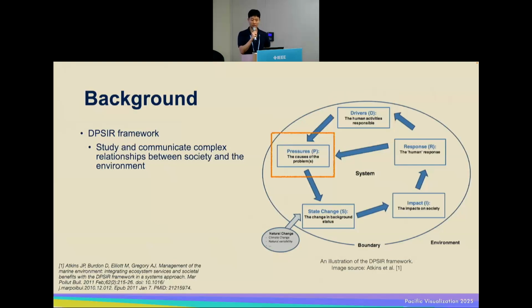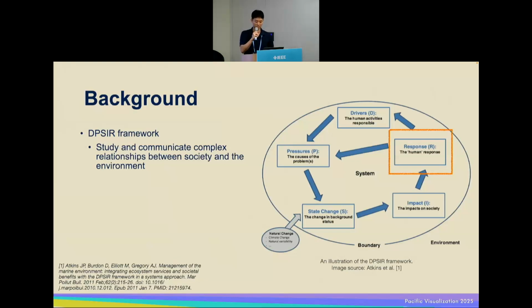These human activities accumulate pressure on the environment, and as the pressure accumulates, state changes happen, such as climate change or sea level rise. These state changes create impact on human society, and in response, humans are going to take some actions, such as reducing the usage of water or turning to renewable energy. And these responses, in turn, alter the drivers and the pressure on the environment, and we repeat this process in a cycle.